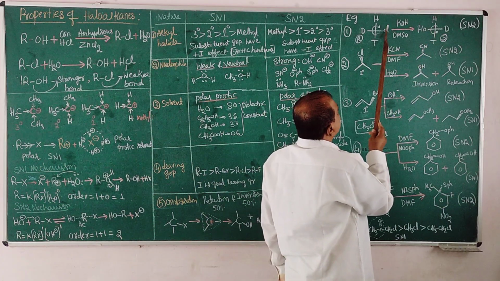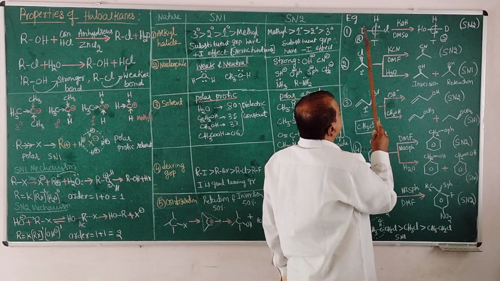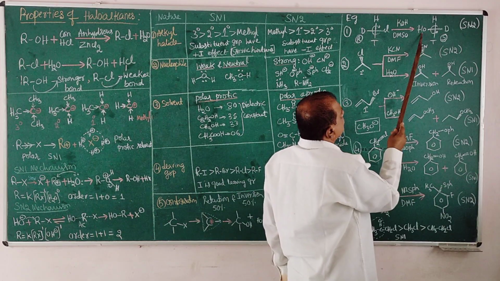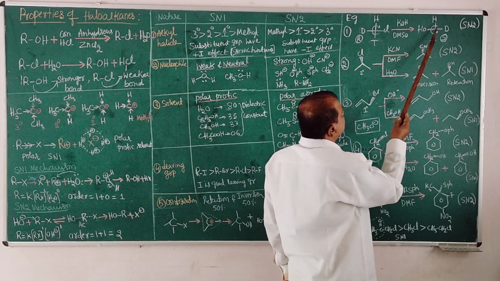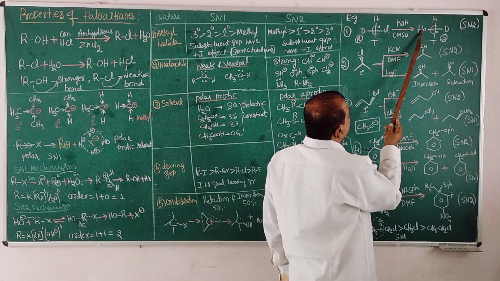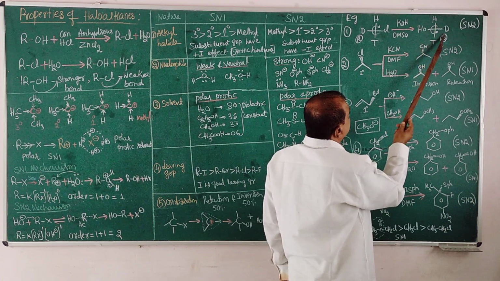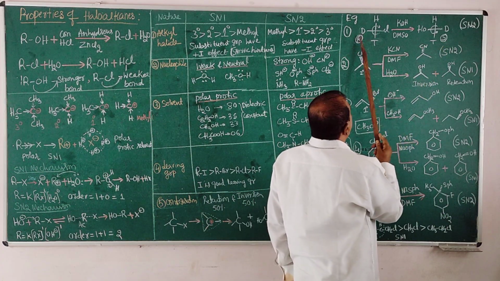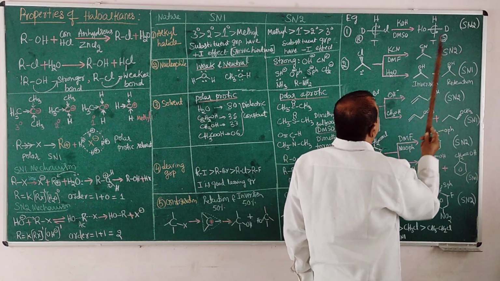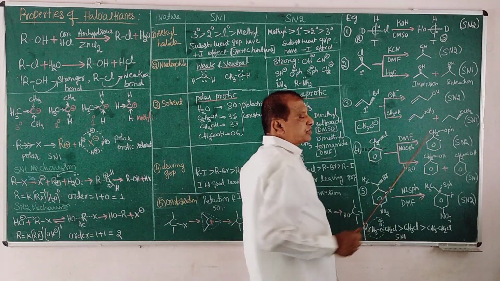That is, if Cl is here, the nucleophile will come from this side. We need to change the configuration. So if it is R, it becomes S. Here the higher priority is T, and next D and H. That is S configuration. So R becomes S by the SN2 mechanism. That is the correct picture.